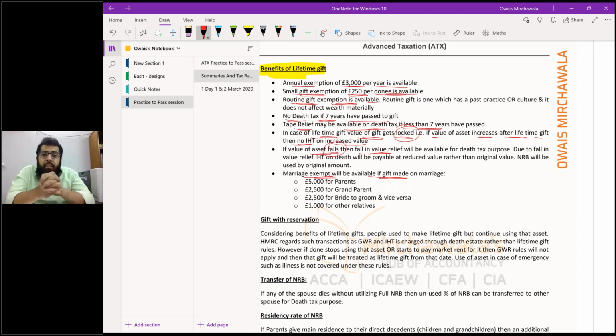One of my friends, Yasser Khan, is saying that sir, transfer of NRB is also a benefit of lifetime gift. No, Yasser. Transfer of NRB is a different concept. When one spouse dies, his NRB gets transferred to the other. That has nothing to do with the benefits of lifetime gift. Maybe you are mixing it up.